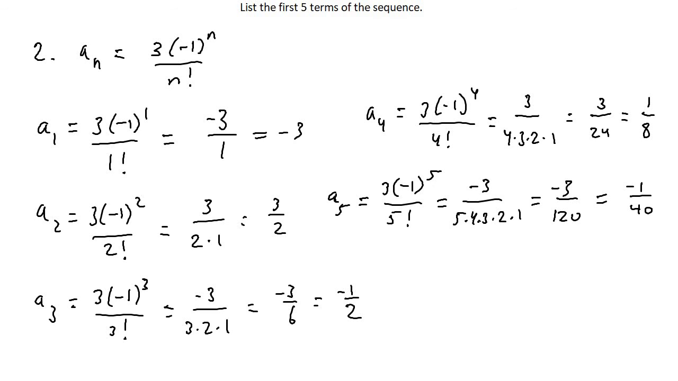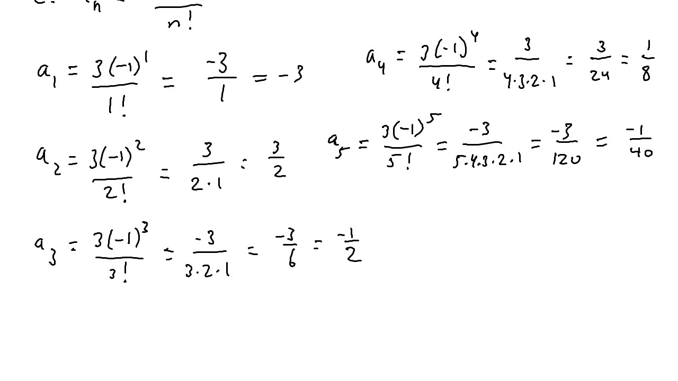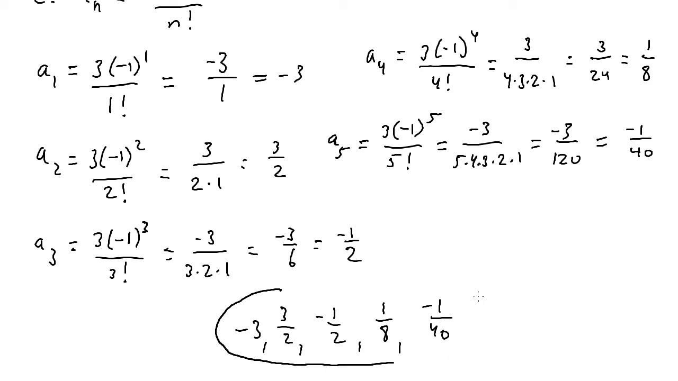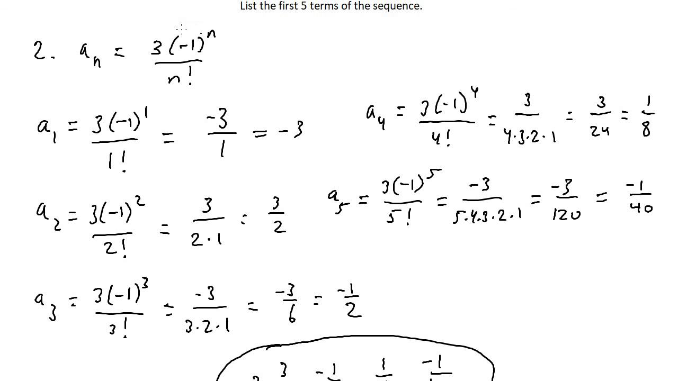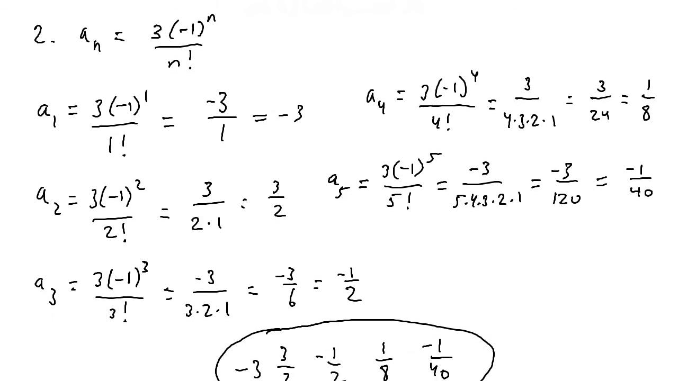So in order to write out the first 5 terms, we just write out what we got. So a sub 1 is negative 3, followed by 3 halves, followed by negative 1 half, followed by 1/8, and we get negative 1 over 40. And also notice how it will change from negative to positive every other term. And that is because of an alternator here, so negative 1 to the n power. That will play an important role when it comes to series, and specifically the alternating series.